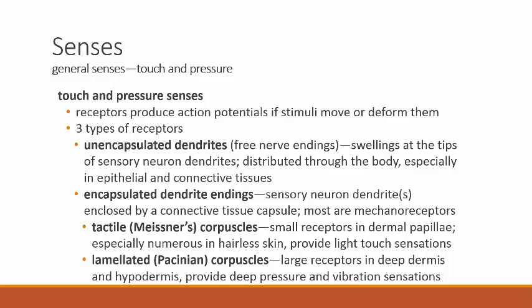All right, so three types. We've got unencapsulated dendrites, the tactile corpuscles, and the lamellated corpuscles. Those are the three types. And the Meissner's and Pacinian corpuscles are both types of encapsulated dendrites.